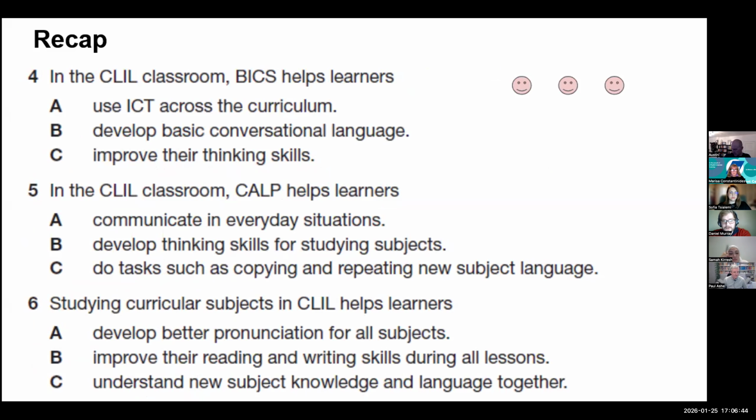B, because it's conversational language. And then CALP is B, kind of. Is it the Cambridge exam? Yep. Yeah, the TKT. I've done this exam actually. It's 80 questions, all multiple choice. Incredible. Yes, how to kill you softly with multiple choice.